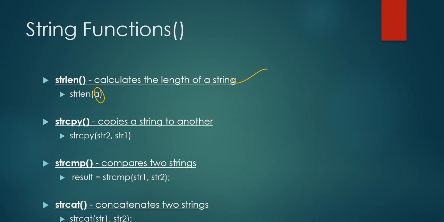Next is string copy. String copy means it will copy the content of one string to another. Assignment is always from right to left. That is why you should have string 1 at the right and string 2 at the left.